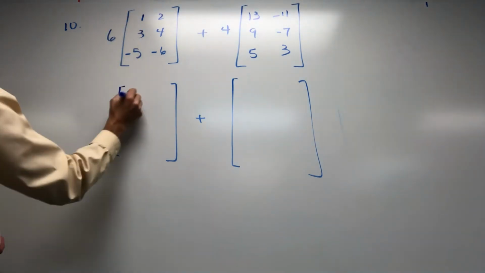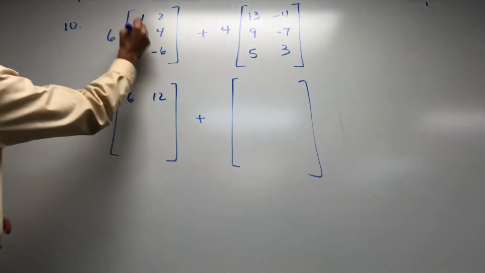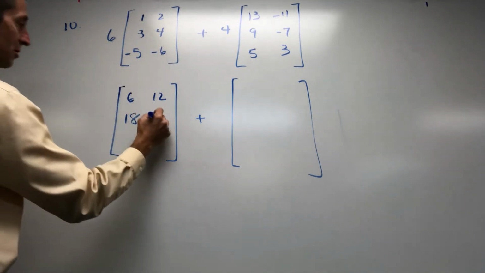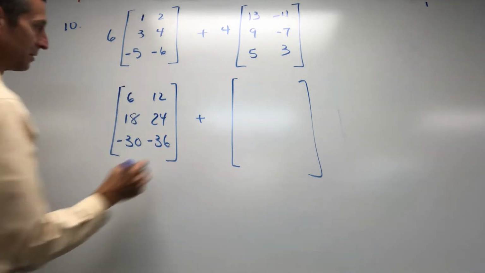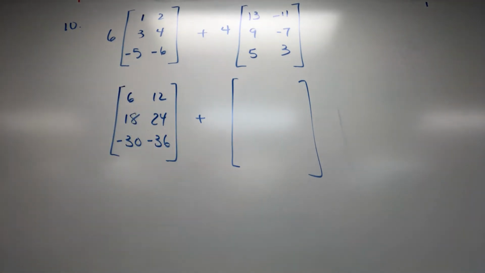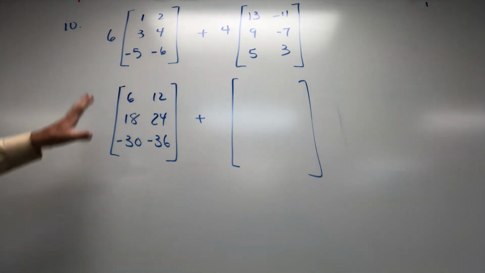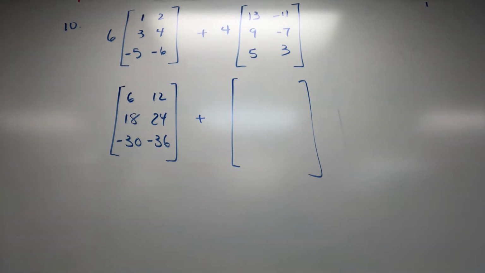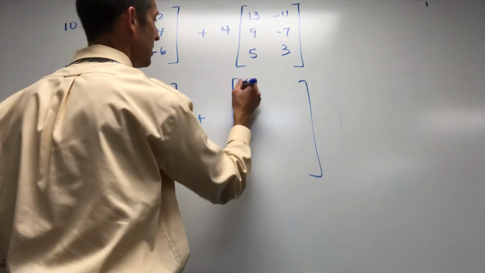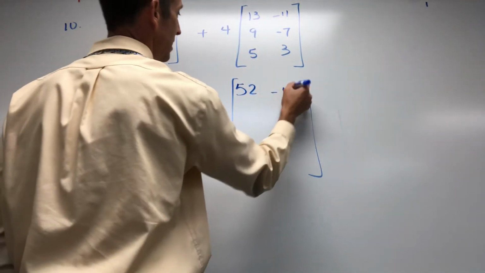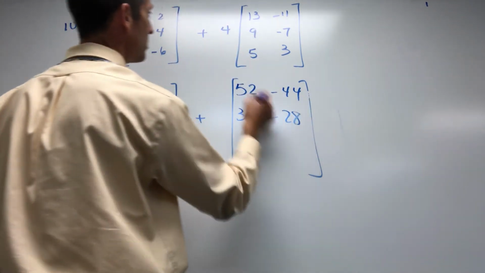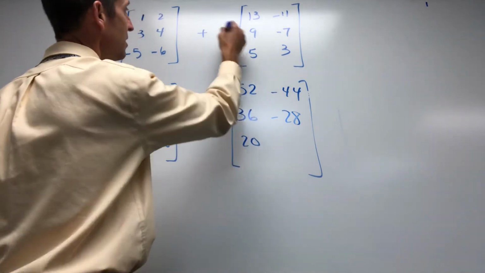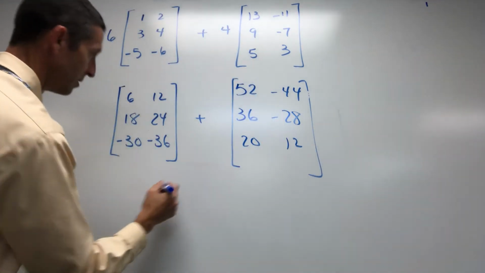So what do we got here? I got a 6. 6 times 2 is 12. 18. 6 times 4 is 24. Negative 30. Negative 36. So you hit it by the scalar first before you do anything else. So over here we've got to do the 4. So what do we got? 4 times 13, 52. Negative 44. 4 times 9, 36. Negative 28. 4 times 5 is 20. 4 times 3 is 12.